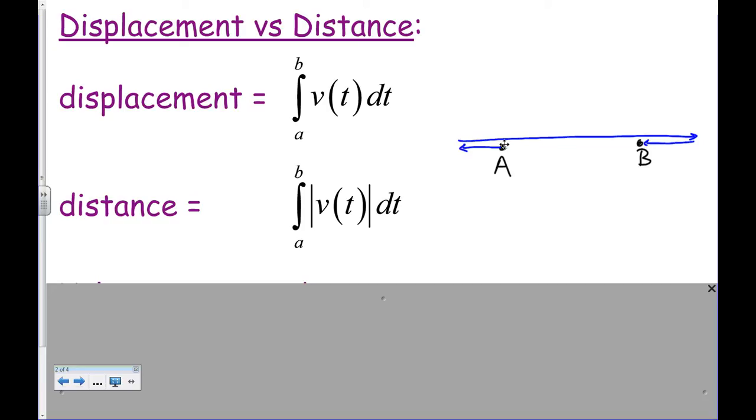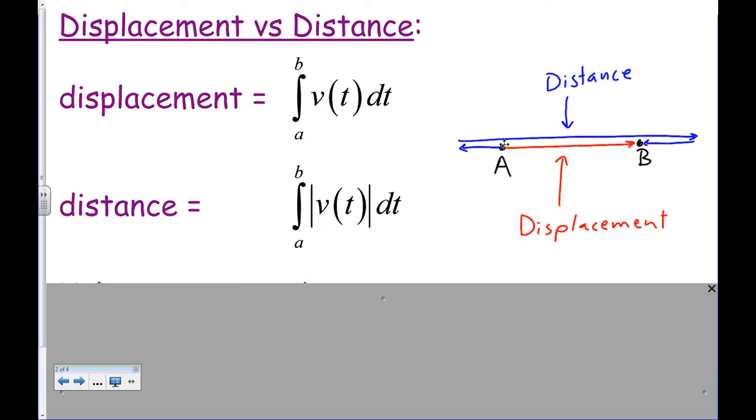So that path that I took there, the length of that path is the distance. On the other hand, if I were to just measure the path that goes directly from point A to point B, the length of that path is our displacement. So that's the difference between the two here.